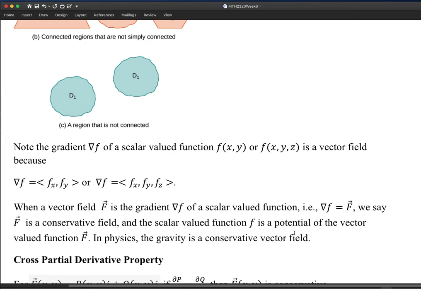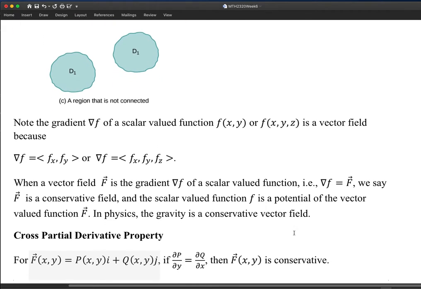Okay. And also another issue is: given a vector field and without knowing the scalar valued function, how do we know whether it is conservative or not? Well, for the sake of our class, we are really only looking at the two-dimensional case. So there is a simple criterion you want to consider, the so-called cross-partial derivative property. When we have a vector field in the two-dimensional case, so P and Q, then for P, you calculate the partial derivative with respect to y.